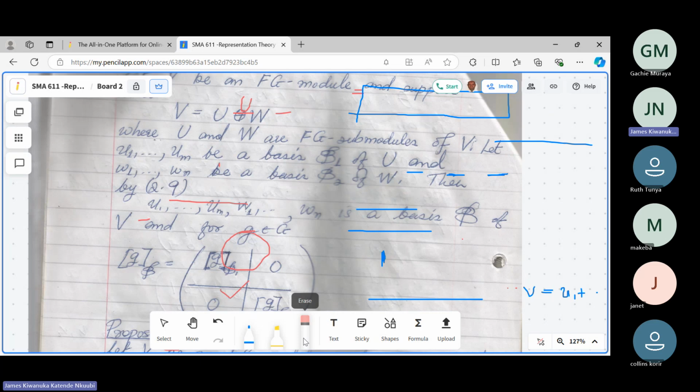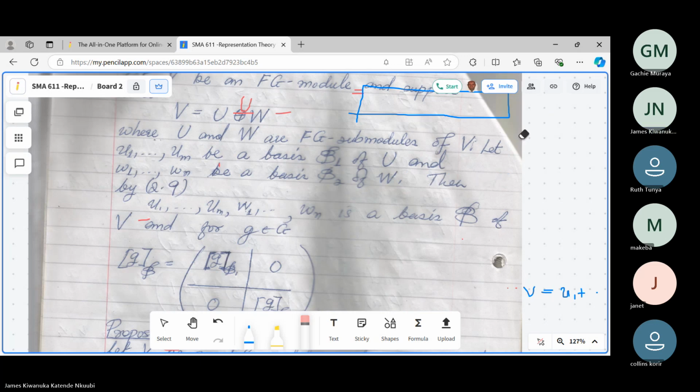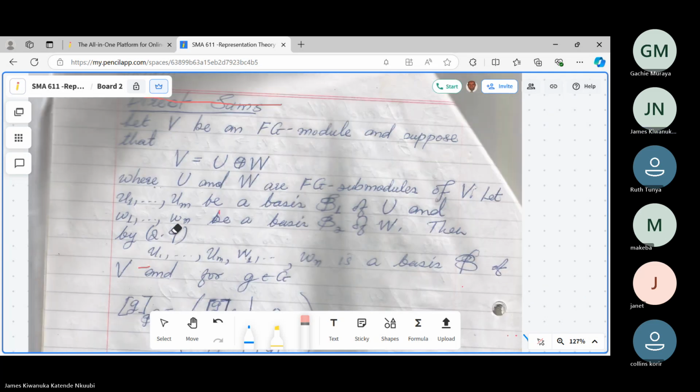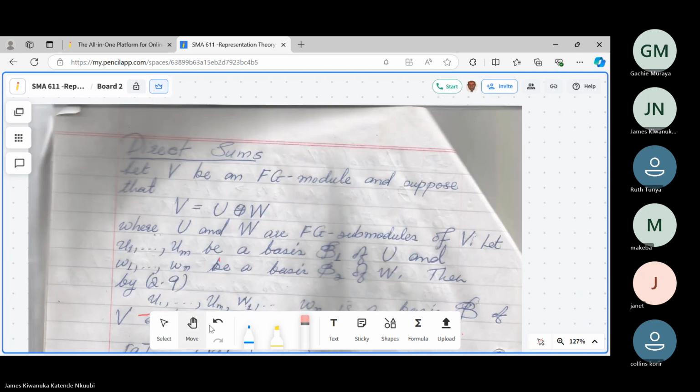Just one last bit, then we can, as you had suggested last time, try to meet again later. I think I'm also tired of talking. I've been talking for 1.5 hours now. We can talk about direct sums. That's the last thing for this.